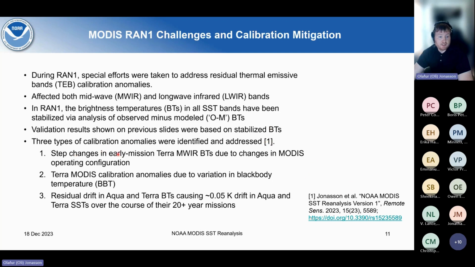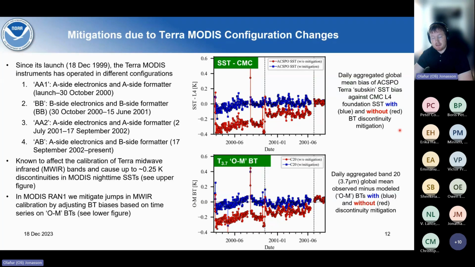So we observed step changes in the early mission Terra mid-wave IR BTs, due to changes in MODIS operating conditions or configuration. We also observed in Terra MODIS calibration anomalies due to variation in the blackbody temperature. And finally, we saw residual drift in Aqua and Terra BTs. Over the course of the mission, they drifted by about 0.05 Kelvin in Aqua and Terra SSTs over their 20-year missions. So I'll give a bit of background for these, how we did these calibration mitigations.